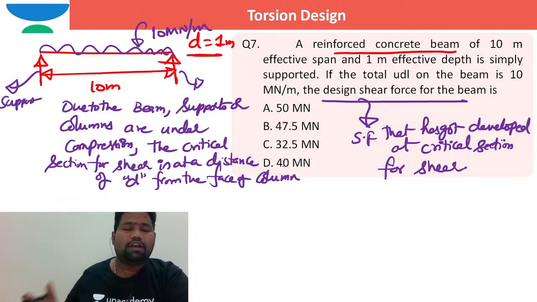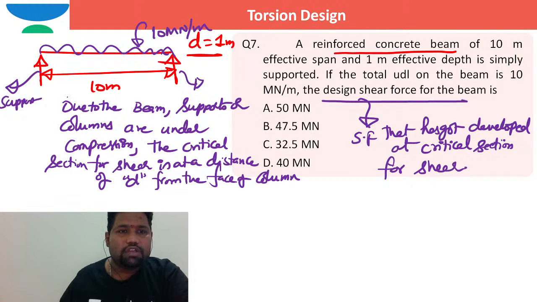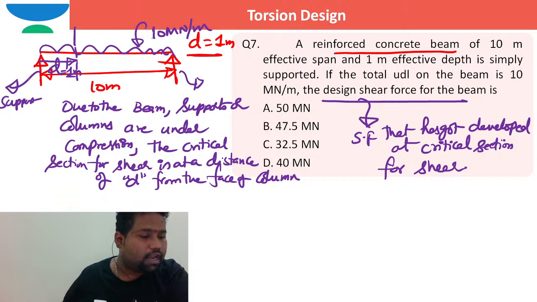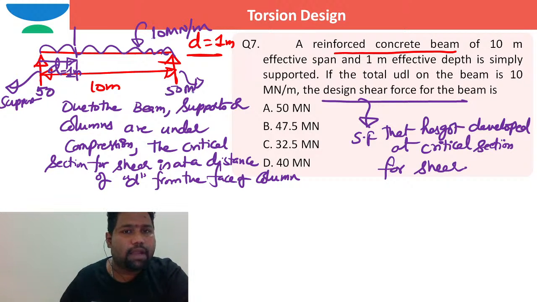Here the column width and everything is given. So from this face, at a distance of d, I am taking the critical section. The value of d is 1 meter. Then it is 10 into 10, it is 100, divided by 2, it is 50. I can show this reaction as 50 meganewton. I need to find out what is the shear force at this critical section.